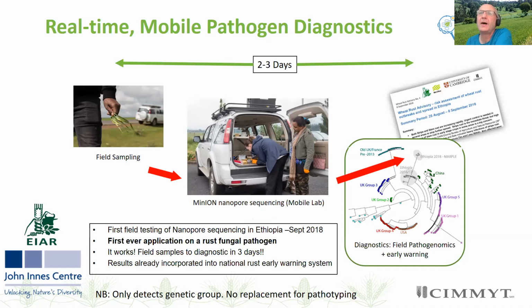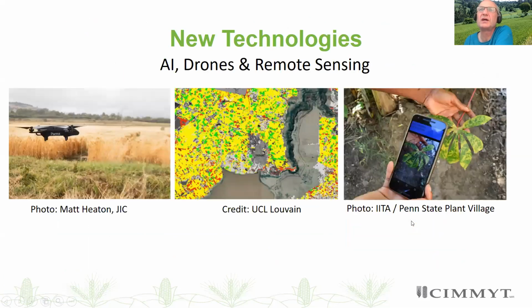So we've got this running for yellow rust, and now starting to expand it out in Ethiopia. And the information here we can feed straight into the early warning systems, so hopefully get prioritized control of any new incursions in the country. So I think this is exciting. We're looking to try and expand this to other regions as well.